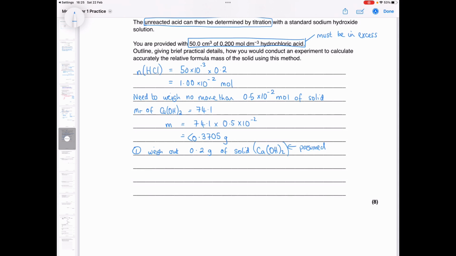So weigh out 0.2 grams of solid, and number 2, we're going to transfer into a 250 centimetre cubed beaker. And re-weigh the weighing boat to calculate the exact mass of solid.